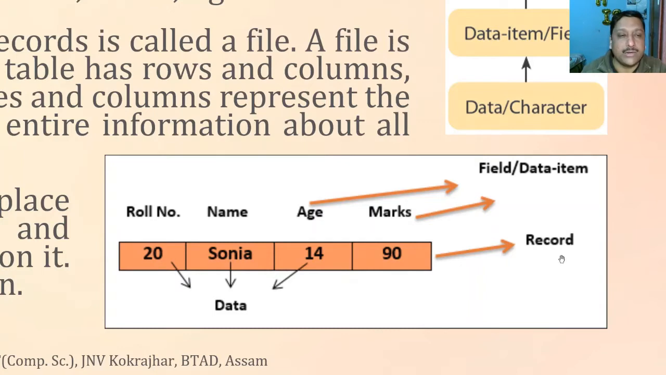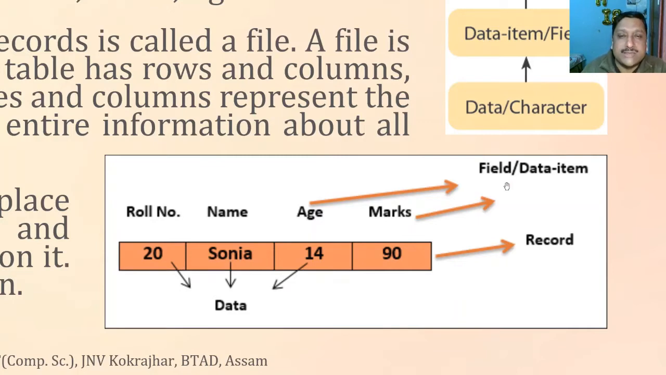Okay, a record. This record contains 4 different types of data. Each different type of data is stored under some particular name. For example, the number 20 is stored under the name roll number, Sonia is stored under the name, then 14, a number, is stored under the name age, and marks contains 90. These names are known as fields.